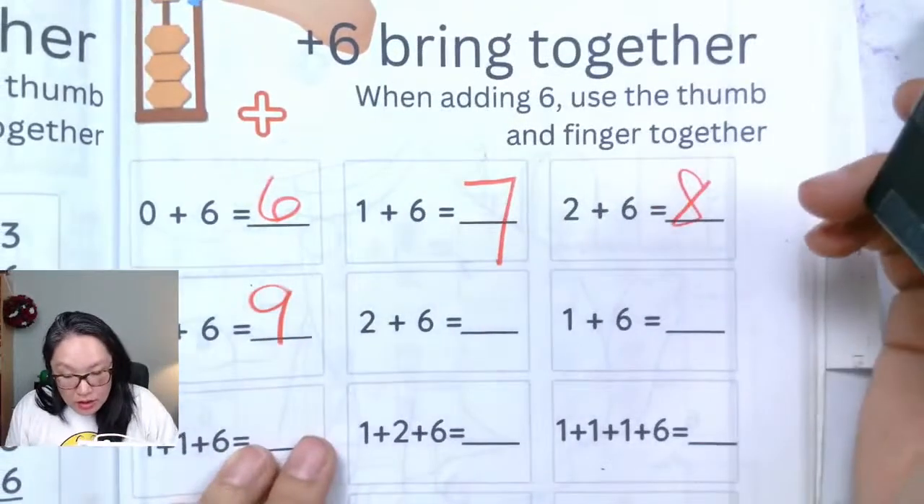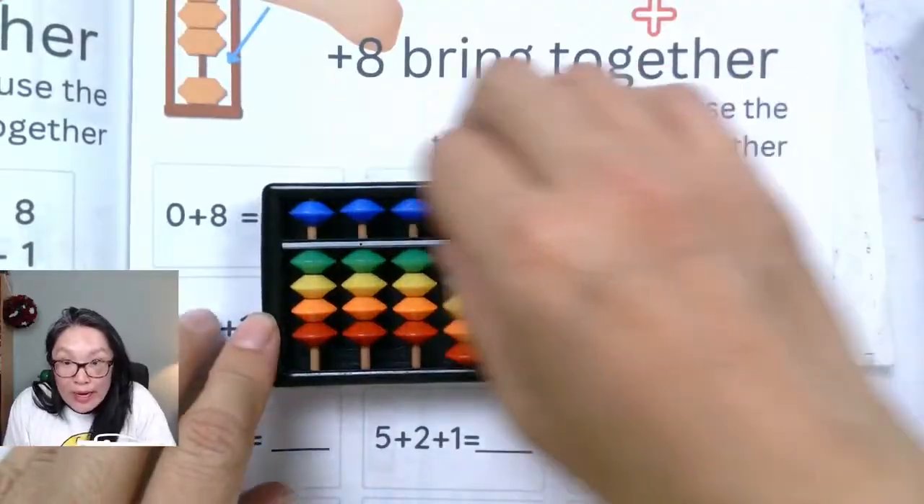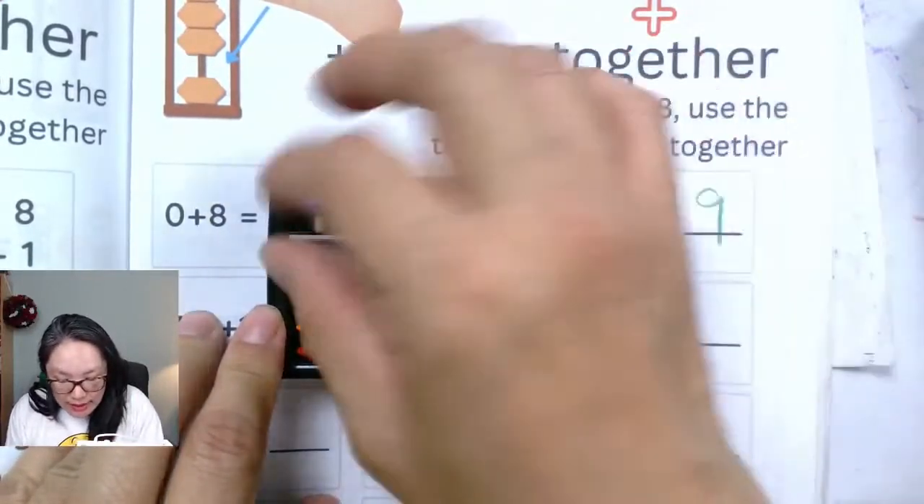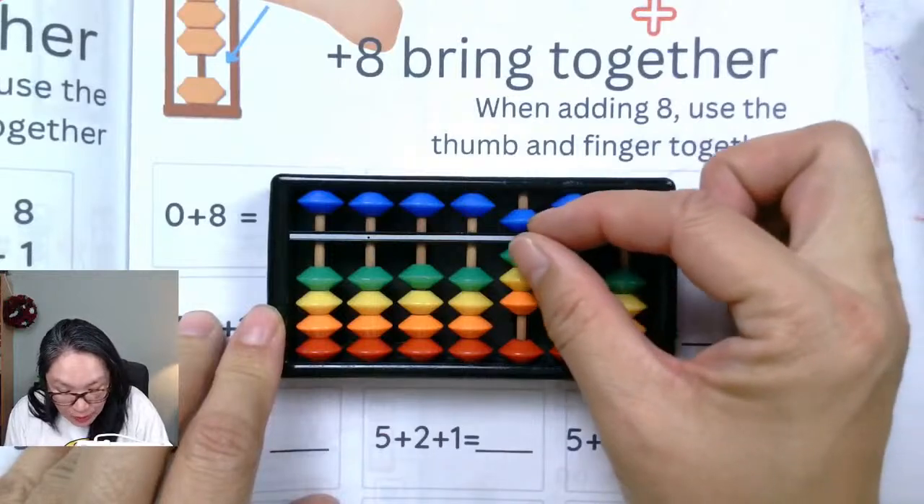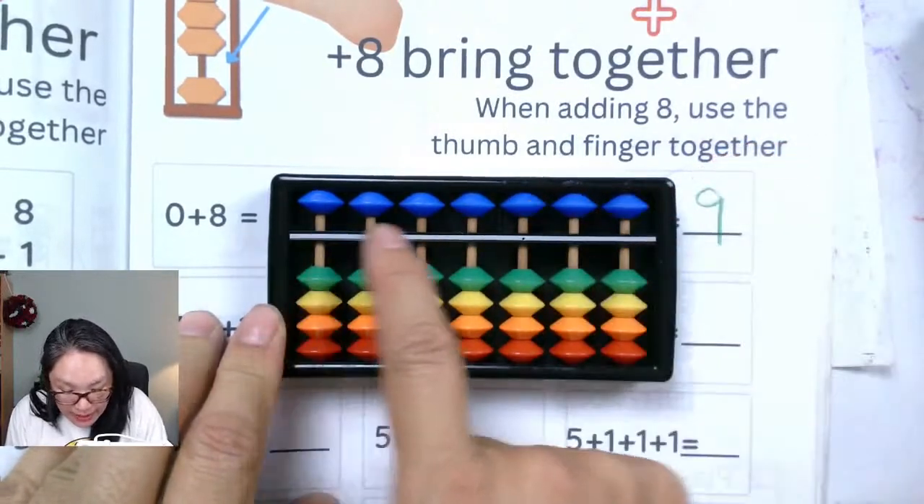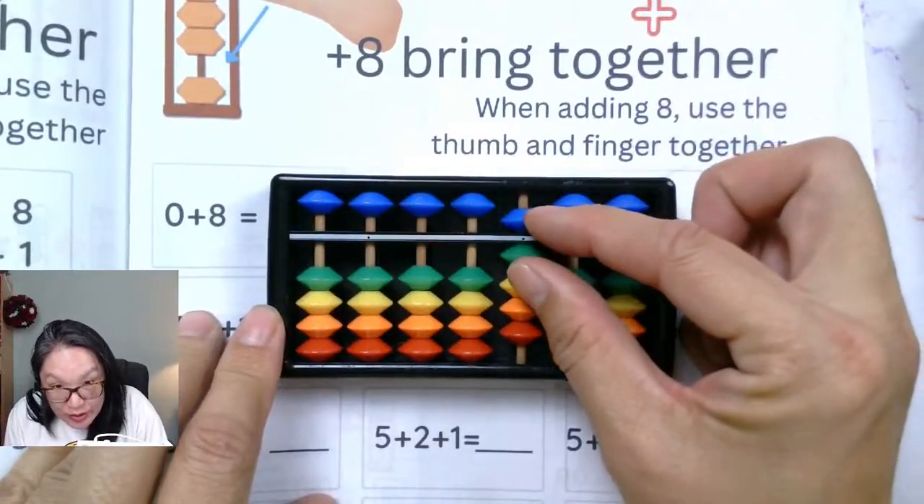Okay, we have 6. We're still learning how to move the beads. But wait, there's more. So what's going to happen is we have 8. We're going to bring it in together. When we subtract the 8, we want to take it apart like this. So we're back to 0. When we add the 9 and we take away the 8, we will be doing this to take away the 8.